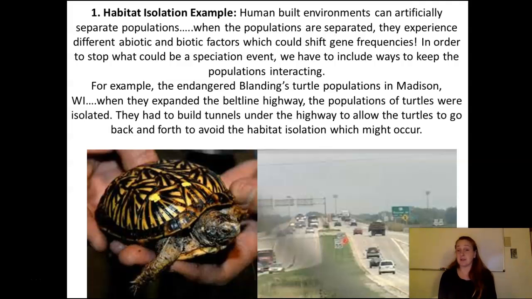So a good example of this is in Madison, Wisconsin. When they were expanding the Beltline, they were going to be separating two populations of Blanding's turtle that are endangered. What they had to do is put big tunnels underneath the highway so that the turtles could move back and forth, and we wouldn't have that habitat isolation occur.